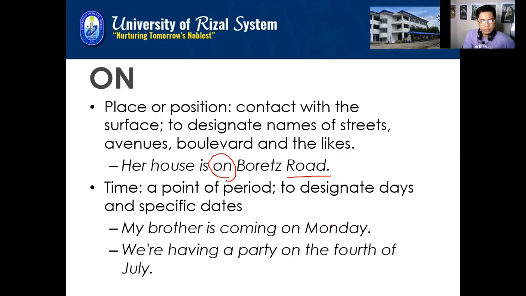So let's say my brother is coming on Monday, on Tuesday, on Thursday, on Friday, on Saturday, on Sunday. If you're pertaining to a specific date, "on" is used. So let's say we're having a party on July 4, or on the 4th of July, or a more specific date, let's say he was born on January 1, 2020. He was born on January 1, 2020. Okay, it's a more specific date.